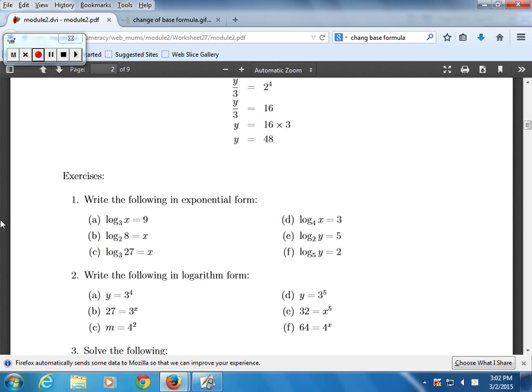Can you see it okay? Right here. Real simple. These are definition of a logarithm. You might want to write it as 9 is equal to log base 3 of x. I'll start you off with the first one.